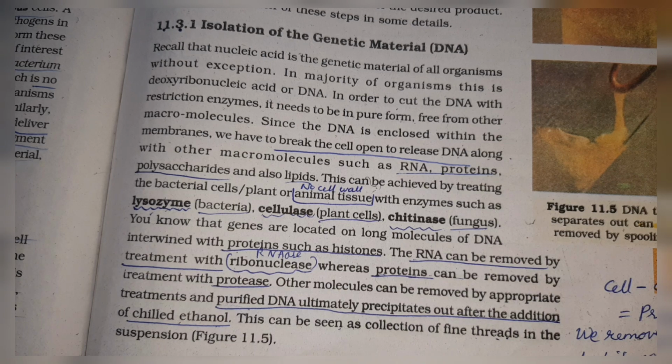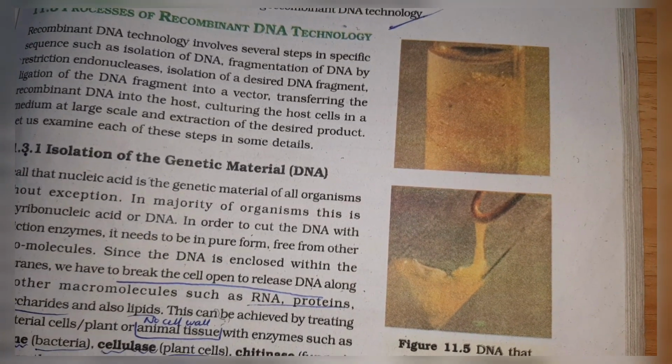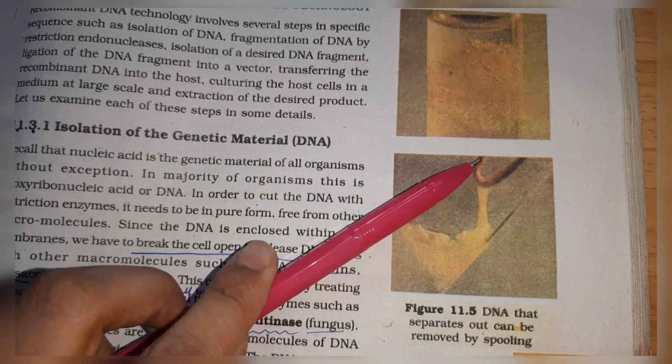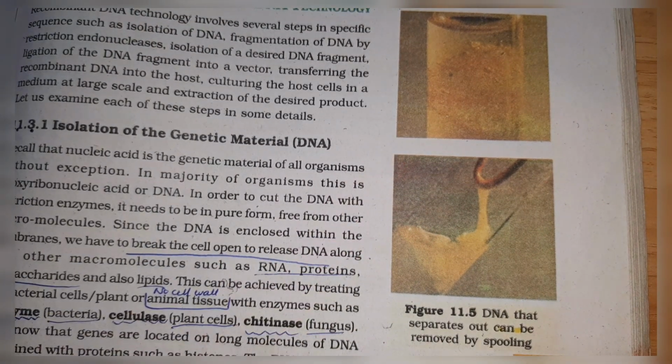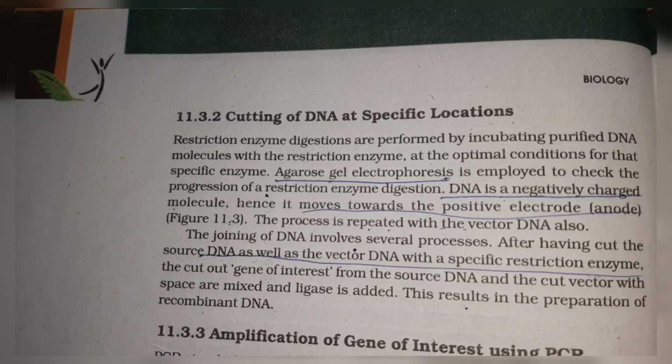This can be seen as a collection of fine threads in the suspension. This is a diagram showing DNA that separates out, removed by spooling. Spooling is a method in which we remove the DNA after adding chilled ethanol, and this can be seen as fine threads. The next step is cutting the DNA at specific locations.